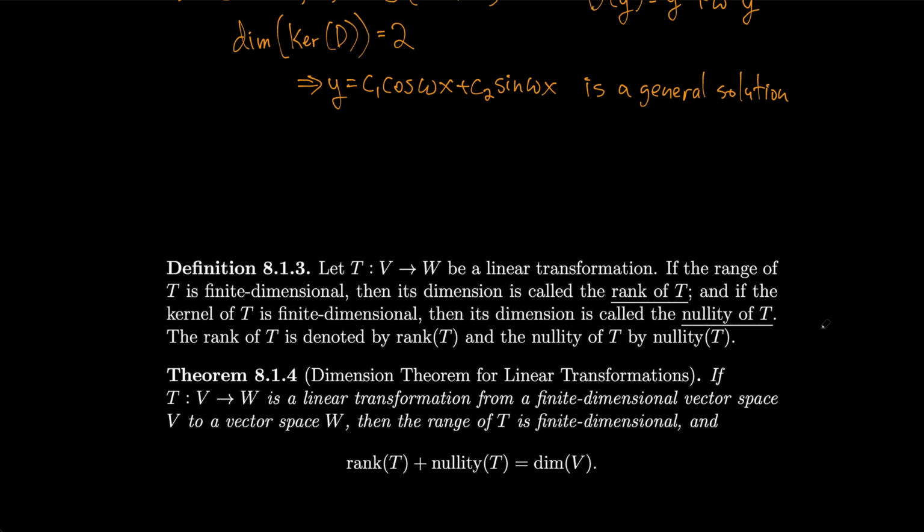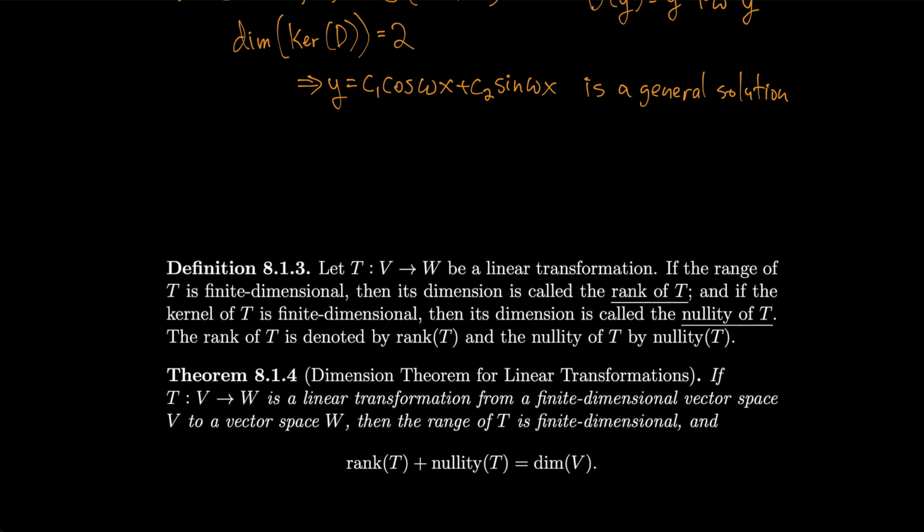Let T from V to W be a linear transformation. If the range of T is finite dimensional, then its dimension is called the rank of T. If the kernel of T is finite dimensional, then its dimension is called the nullity of T. So the range, provided it's finite dimensional, has its dimension called the rank. The dimension of the kernel, if it's finite dimensional, is the nullity. We denote the rank by rank of T and nullity by nullity of T, or null T.